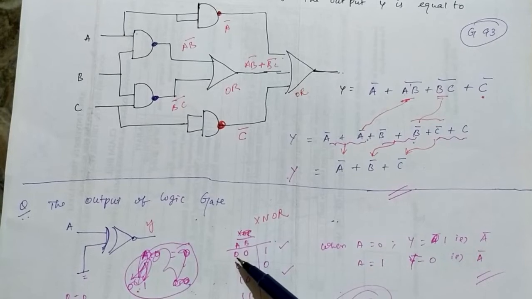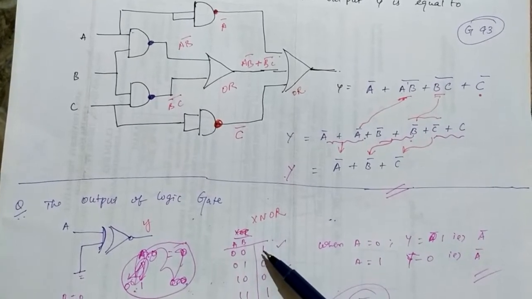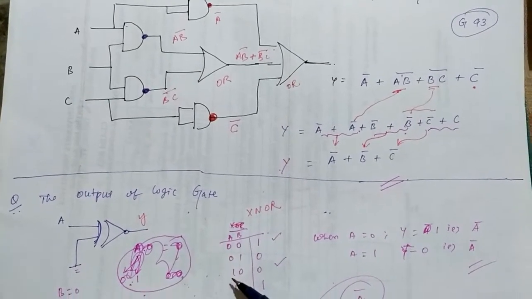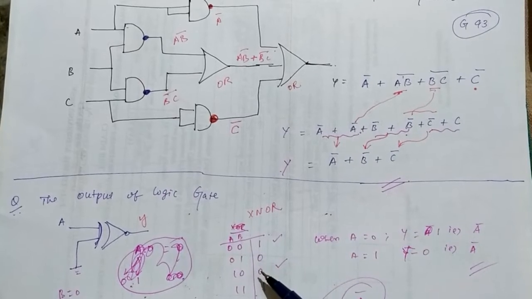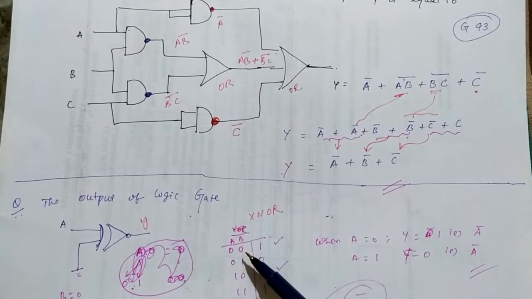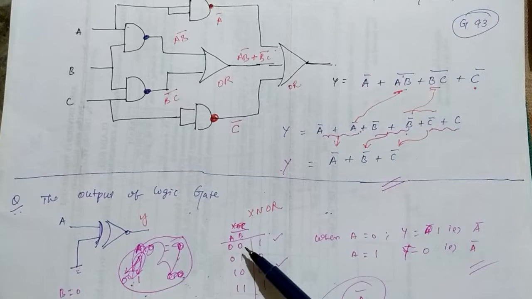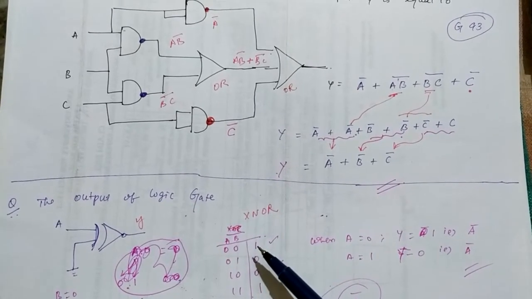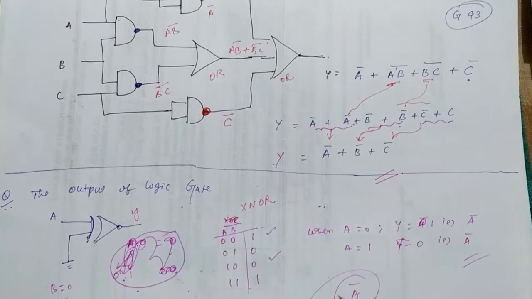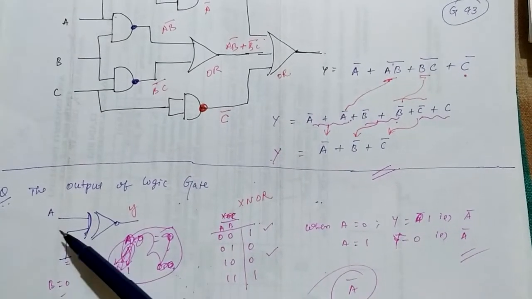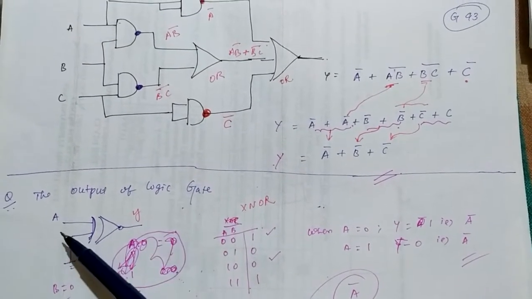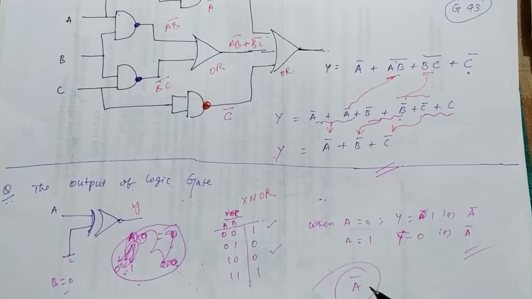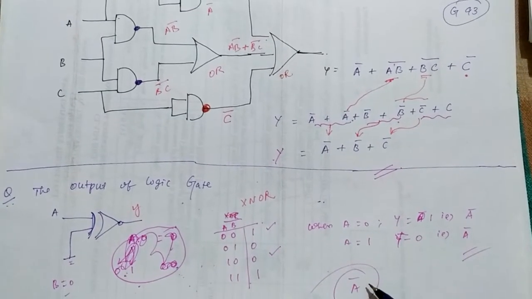When A is 0, output is complement 1. When A is 1, output is complement 0. So therefore, when one input is 0, output is nothing but the complement of the other input. So since the other input is A, the output is the complement of A, that is A bar.